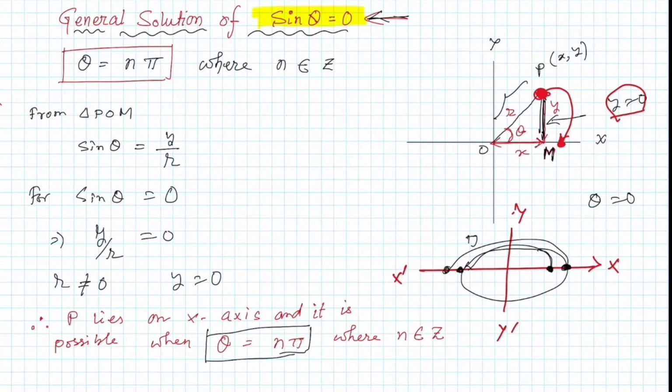Now what will be the principal solution of sine theta is equal to 0? Theta is equal to n pi is the general solution. Principal solutions are the values of theta which lie between 0 and twice pi. So theta must be greater than or equal to 0 and less than twice pi. Then its value will be called the principal solution.